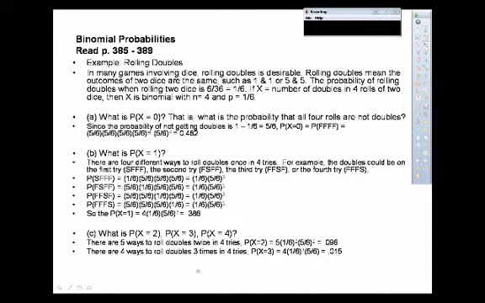And then the probability that X equals 4 means all 4 rolls are doubles. There's only one way to do that. Okay, that shouldn't say doubles 3 times. It should say you roll doubles 4 times in 4 tries, and that's 1/6 to the fourth, which is 0.00077. Okay.